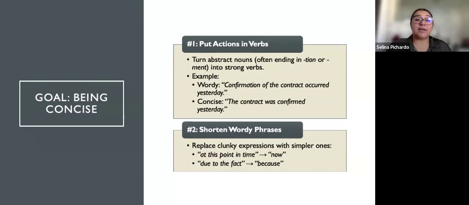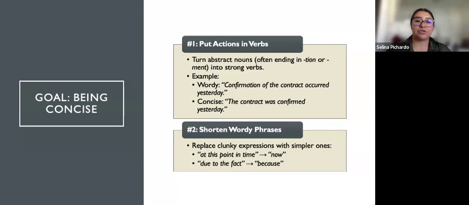So, another goal that we're going to be discussing is being concise. This part is usually when it comes to editing or revisions. So, how do you reduce word count, verbiage without changing the meaning? There are different ways where you can do this. The first one is you put action. You put action in your verbs.